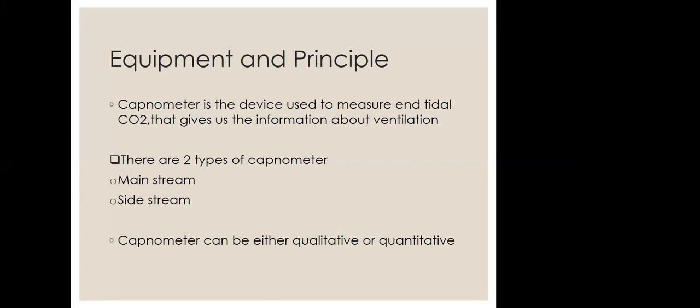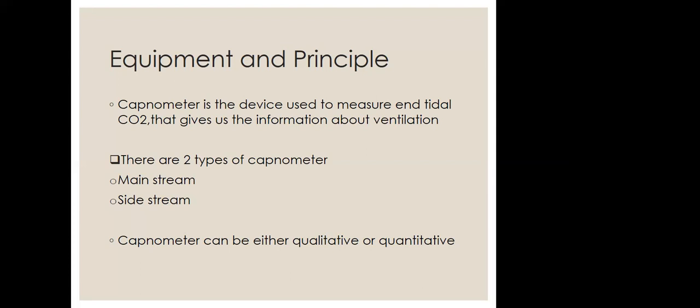Mainstream capnometer is basically a device that is attached to the endotracheal tube, and it gets air directly from the tube, and the sensor is there on the hub of the ETT, and there will be no delay in the response. We'll get a response very quickly, but it is very heavy in case we use it on infants or small children. It can cause dislodgement of the ETT. In that case, we use the side stream.